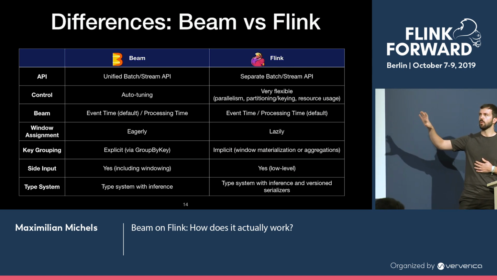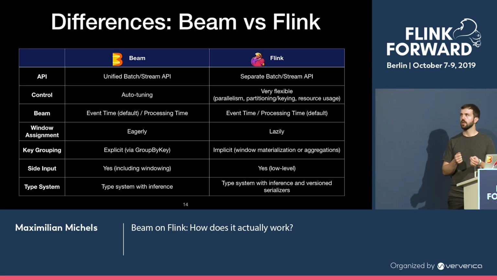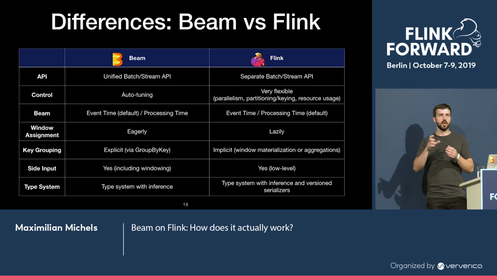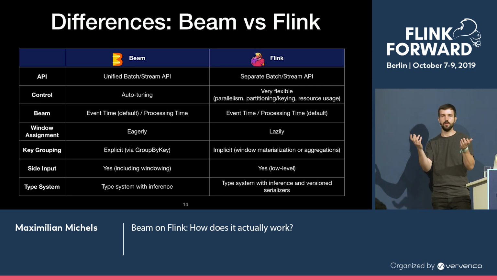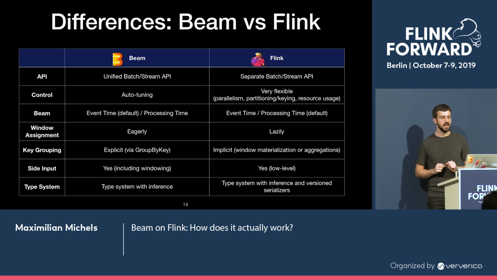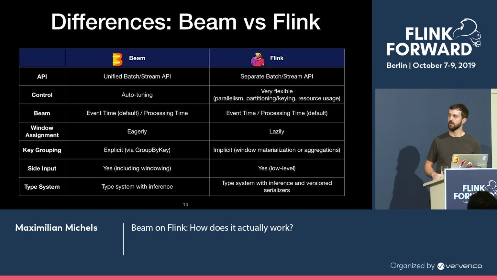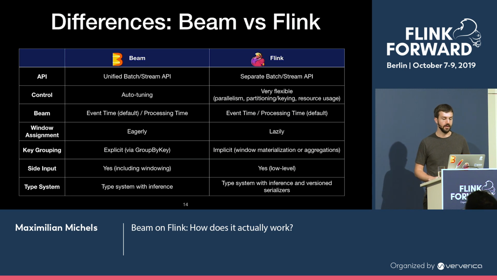Beam, on the other hand, likes to be more auto-tuning. So you have fewer knobs. I mean, you can still configure, but for some things, for example, if you have a key value object, then the key is always inside a key value object. And if you want to specify a different key, well, you have to create a key value object that holds the key, and that's very explicit and sort of auto-managed in that sense.